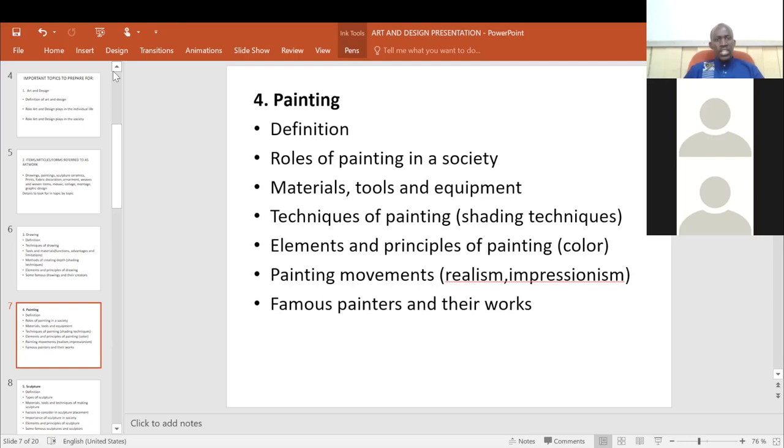Then, in the creation of painting, the candidates must be able to talk about the tools.